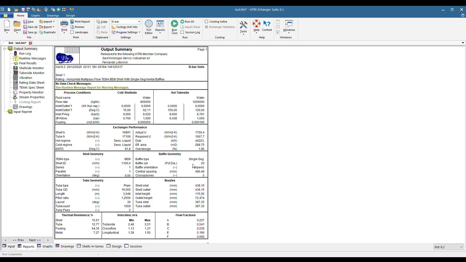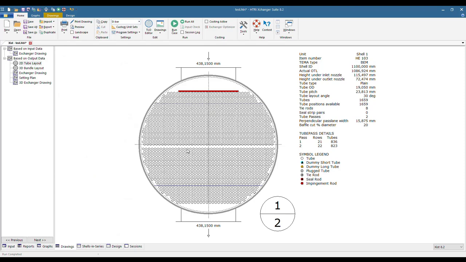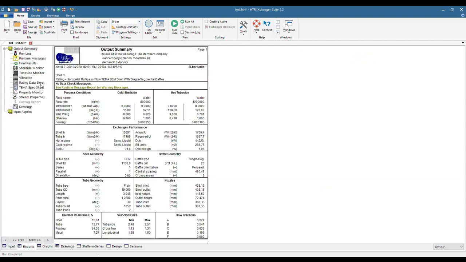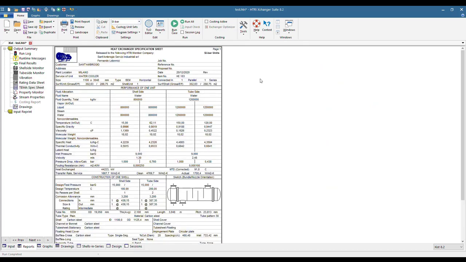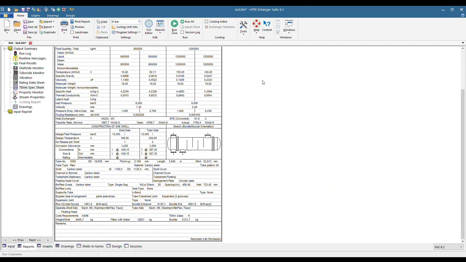Because the layout is now non-symmetrical. We look at the drawing, so it was filled with additional tubes here, while these additional tubes were not provided before because we had specified a symmetrical layout. Now, in this situation, we are at the end of our effort. To summarize everything, we look in the report at the TEMA specification sheet. You see, this is the TEMA specification sheet, and we see something more.